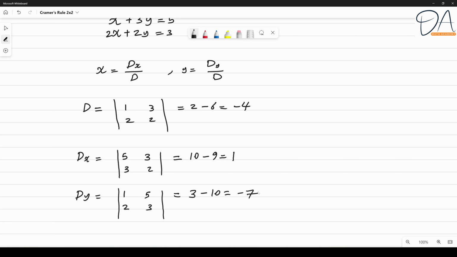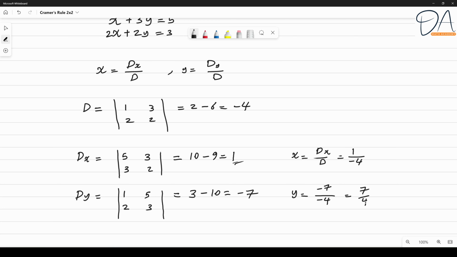Now we can easily calculate the values of x and y. So x, as we said, we can compute it as Dx over D. We already have Dx to be 1 and D equal to minus 4. So that's the value of x. And then the value of y, Dy is minus 7 divided by D, which is minus 4. Or I can write this as 7 over 4. The minuses cancel with each other. So this is the solution.